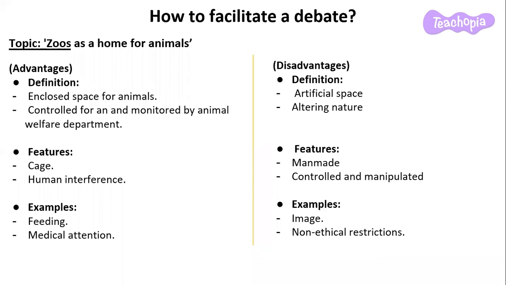Like in the definition category, we give words like how it is an artificial space and it is not natural, and that it is altering nature. And in the features category, we could say how it is man made, it's controlled, it's manipulated. And then giving examples for these features, we could say how it is unethical to restrict animals, and we could show them some pictures of how this is not very good for the animals.